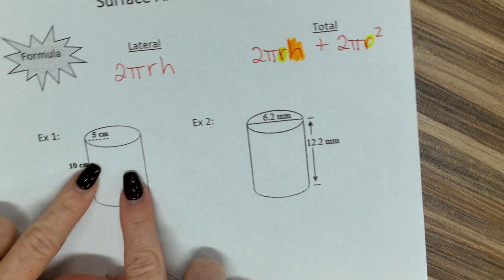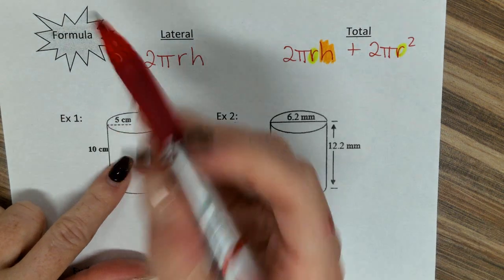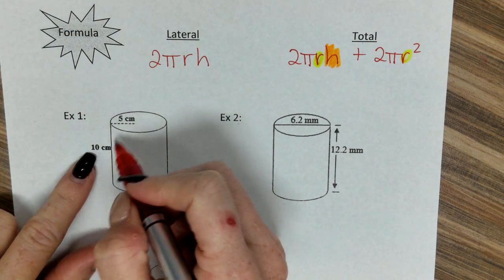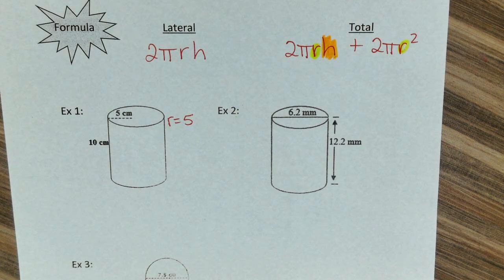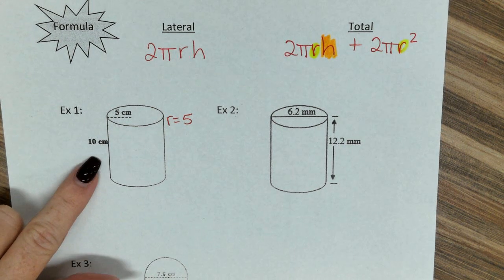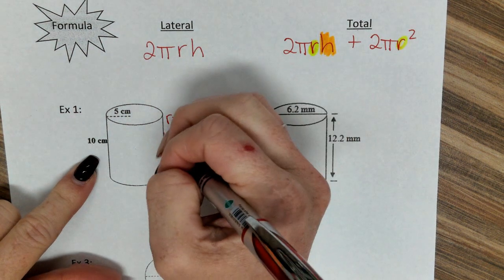So everybody look at the first example. Did they give you a radius? Yes. What is it? So I want you to write that down. I don't have everybody writing. Did they give you a height? Yes. What is it? All right.